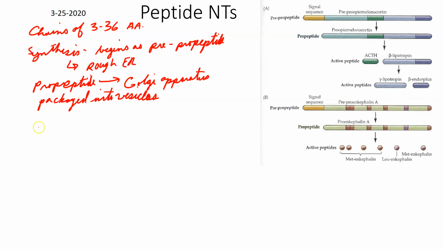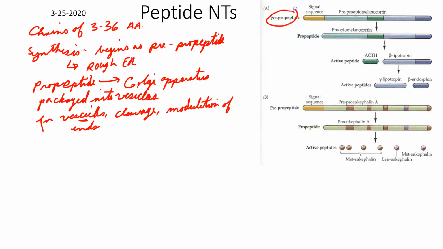So in the vesicles, further cleavage of the propeptide takes place, modulation of their ends, phosphorylation, potentially even disulfide bond formation. A lot of final processing occurs in these vesicles once they're packaged up on their way out and down to axon terminals. And you can see what's happening in the diagram here to the right.